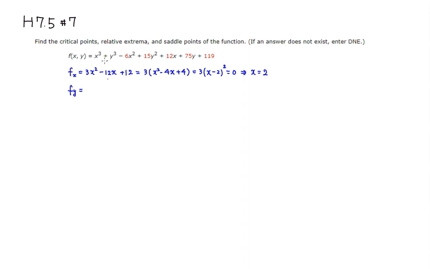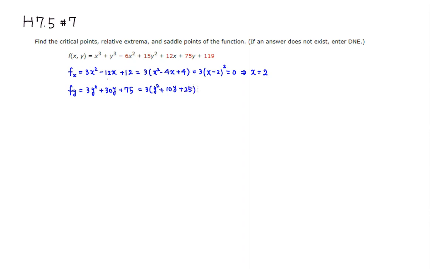Right, so let's do the same thing, partial with respect to y. Partial of that is 0, you're going to have a 3y squared. Partial of that is 0, plus 30y, and that's 0, and plus 75. And the partial of 119 is 0. So this is going to be equal to, let's say, pull out 3, and we would have a y squared from the first term plus 10y from the second term, and then plus 25 from the third term.